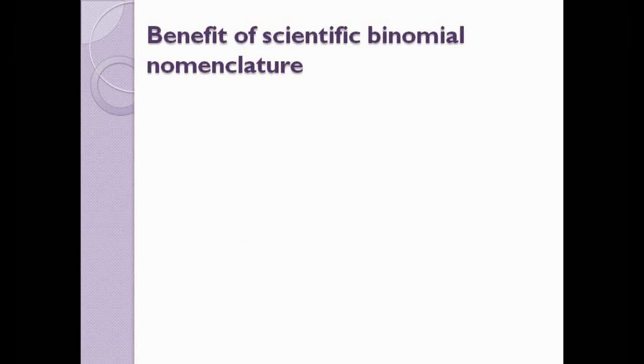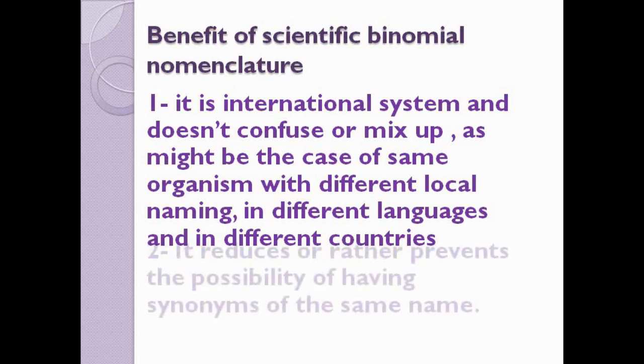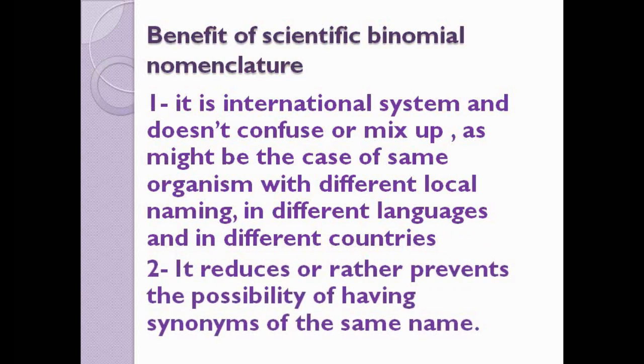So, what is the benefit of scientific binomial nomenclature? Number 1. It is an international system and does not confuse or mix up, as might be the case of the same organism with different local naming in different languages and in different countries. Number 2. It reduces or rather prevents the possibility of having synonyms of the same name.